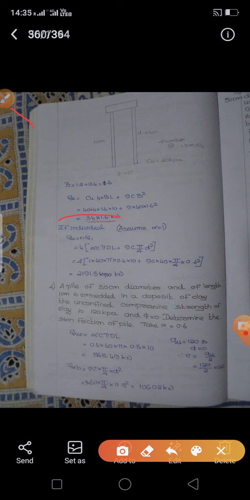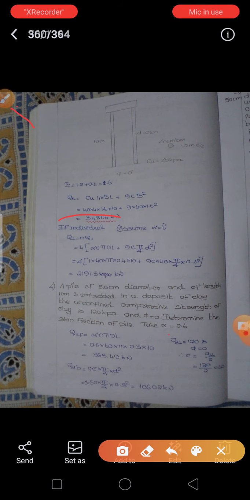If you find the value of Qu, then we can apply the single pile formula alpha C pi d l plus 9c into pi by 4 d square. Through this formula you can directly find out the value of Qu, that comes out to be 2191.5 kilonewton. The value which comes out through the block Qu and the value which comes out from the single pile Qu is less. That means the foundation will be safe.